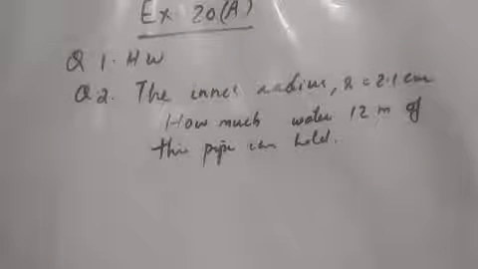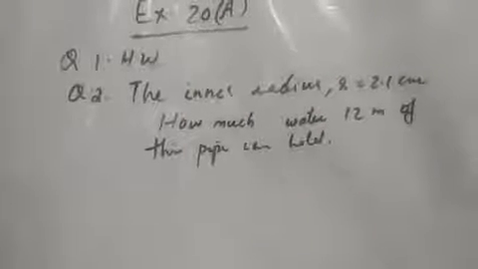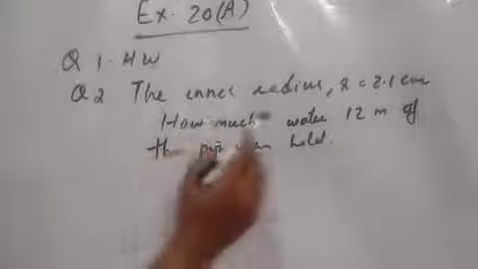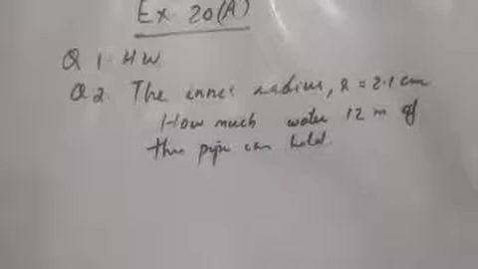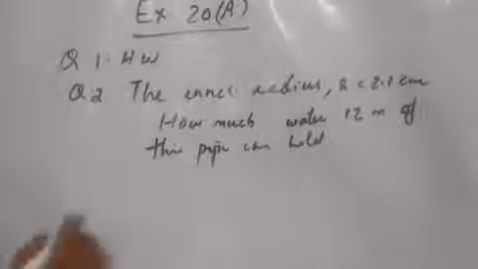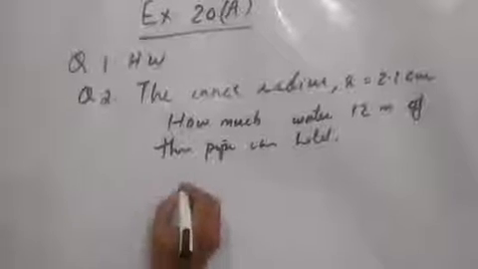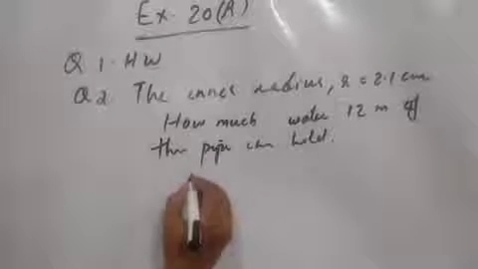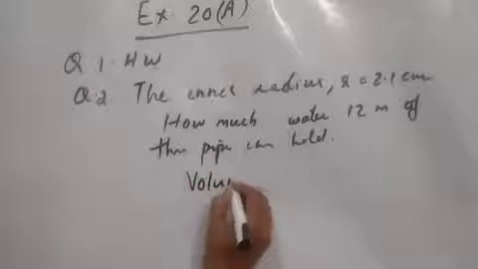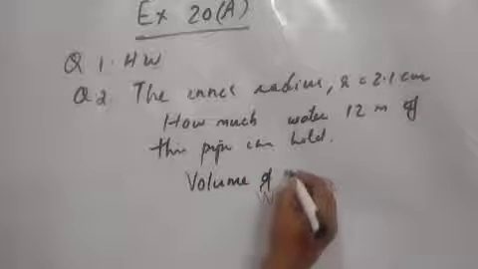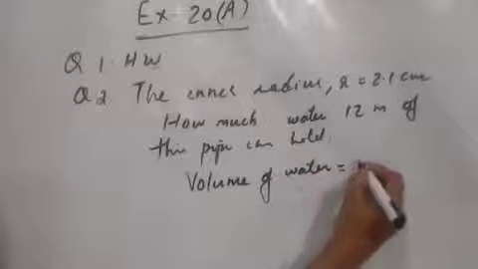Exercise 20A, first question homework, second one. The inner radius of a pipe is 2.1 centimeter. How much water can 12 meter of this pipe hold? So how can we find the volume of water here in a pipe? Volume of water is equal to its internal volume.